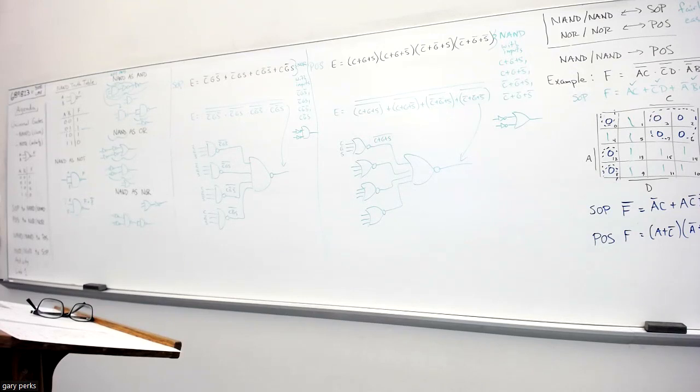Okay, what would you do next? 13, 15, 9, 11. Okay, so these 4 here, what term is that going to give us? We're looking at this one right here. Oh, A and B. Yeah, AB. There you go.